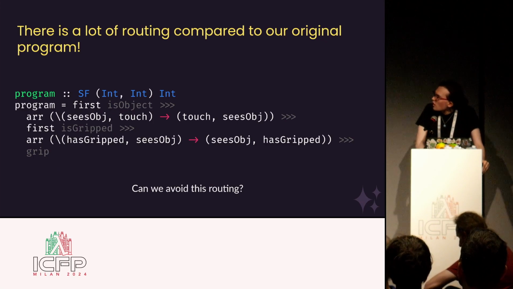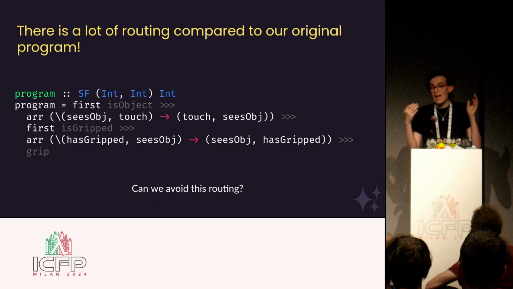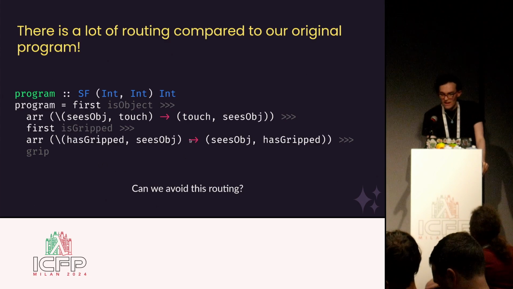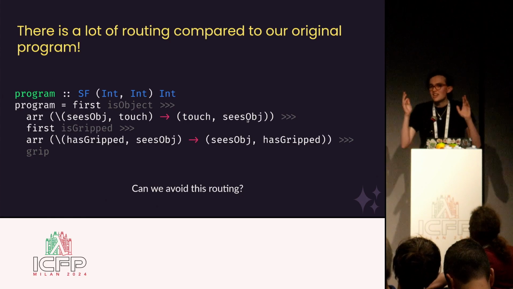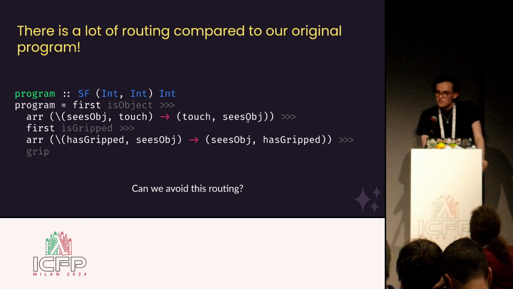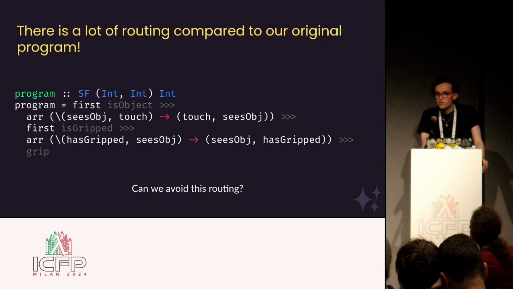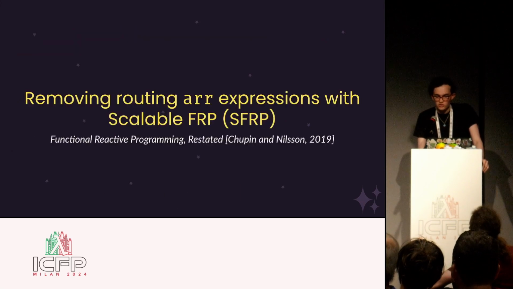Like previously, we only had the stuff in gray, but now we have all of this extra stuff which is run at every single time step to allocate a tuple, to swap these inputs about. Generally, it's not great. So the question becomes, can we avoid all of this routing code? Can we avoid all of these tuple allocations? And the answer is already in the literature, fortunately, with Chopin and Nelson's Scalable FRP.